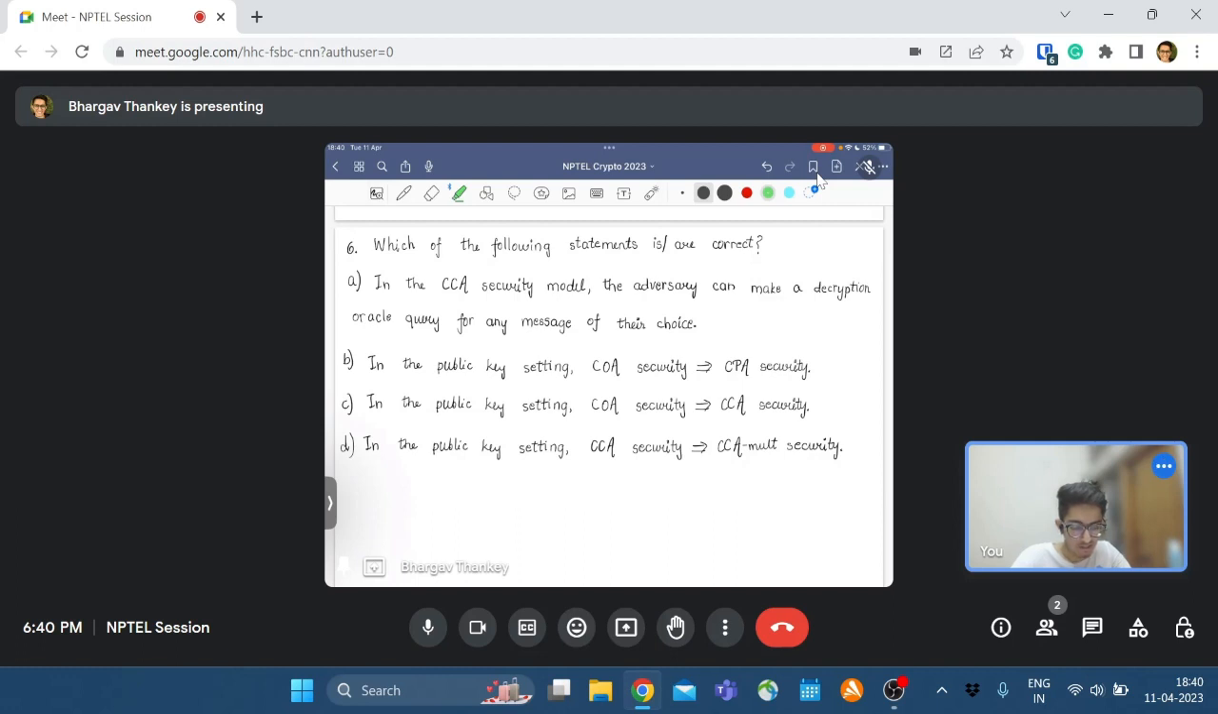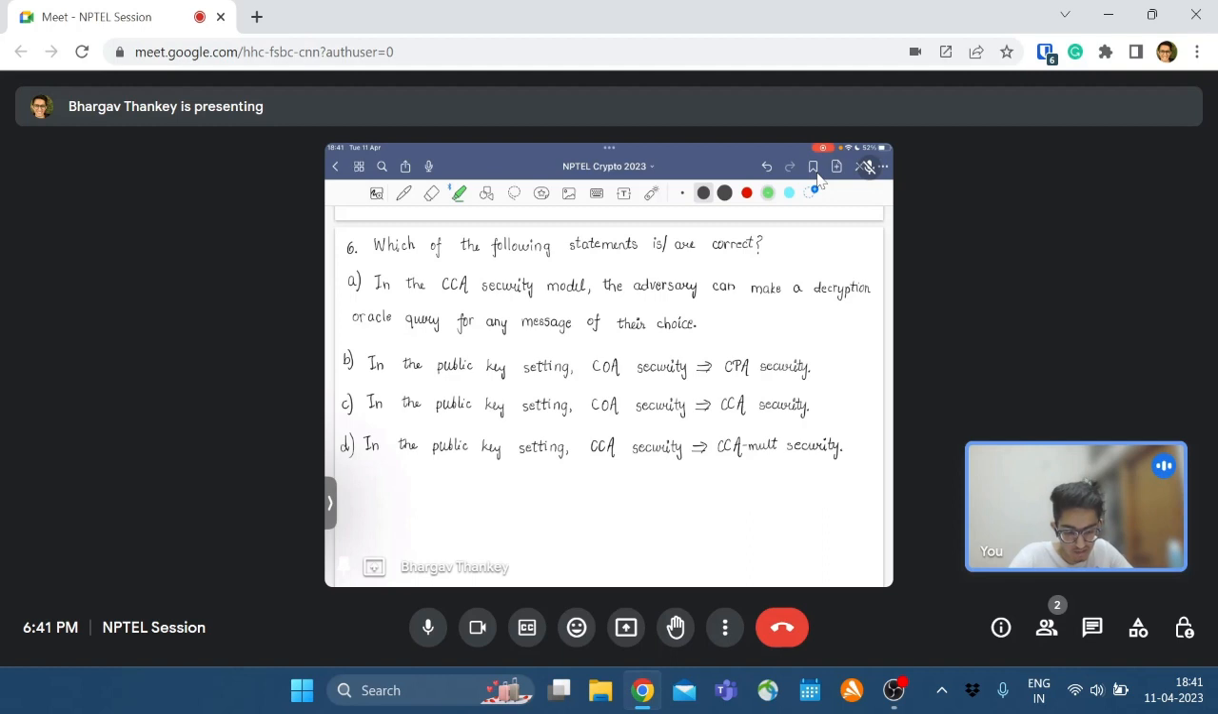Option C is in the public key setting, COA security implies CCA security. Option D is in the public key setting, CCA security implies CCA multi-security. Recall that CCA multi-security is CCA security for multiple messages. So in the corresponding security experiment, instead of sending two messages M1 and M2, the adversary sends two vectors of messages M1 and M2. So let's go over all the options and see which are correct.